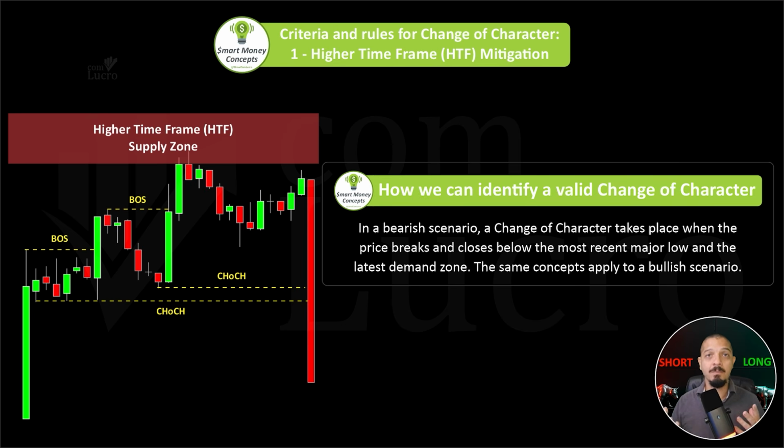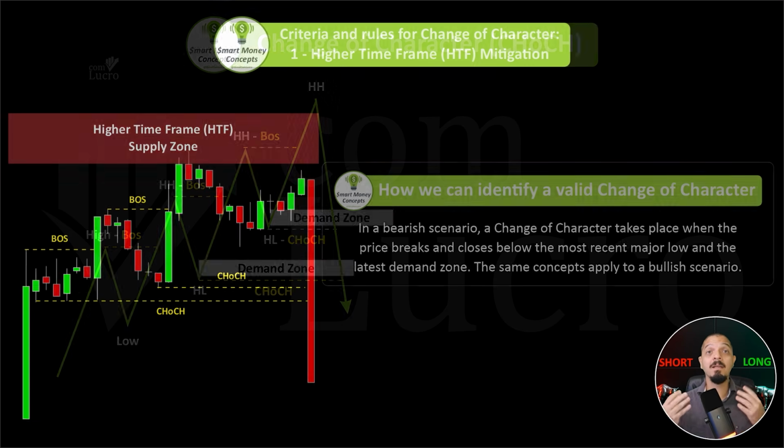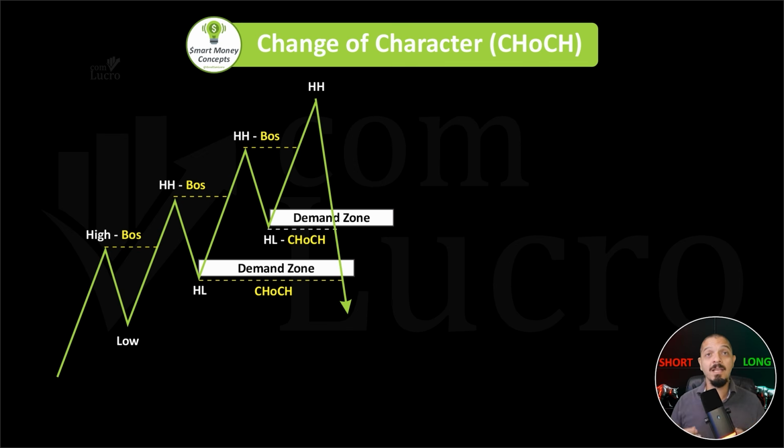The same concepts apply to a bullish scenario. For example, when the price was in an uptrend, consistently forming bullish structure breaks, a shift occurs when it breaks through the most recent major low in the demand zone, signifying the first change of character. The downward momentum continues as the price pushes through the next demand zone and higher low, resulting in a second change of character. This dual change of character suggests an impending shift in market structure.